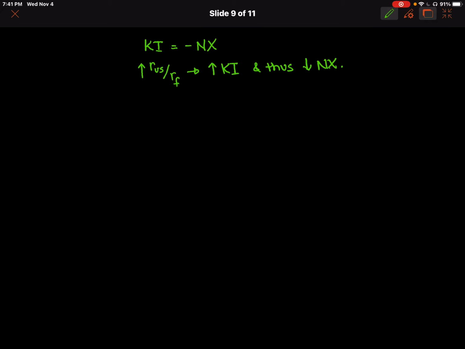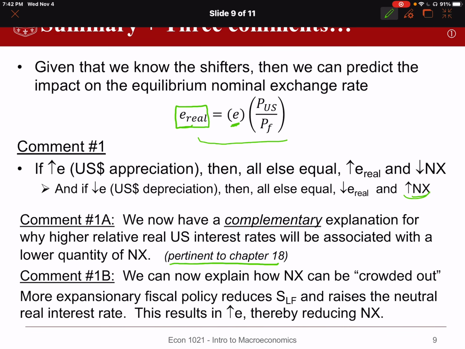It's just a complement. If we have higher US real interest rates relative to those abroad, this is going to increase the demand for dollars and decrease the supply of dollars in the foreign exchange market. This is going to lead to an appreciation of the dollar relative to foreign currencies, and this will lead to a decline in net exports because it also is going to lead to an appreciation in real terms as well. So that's kind of cool. We have just another story.